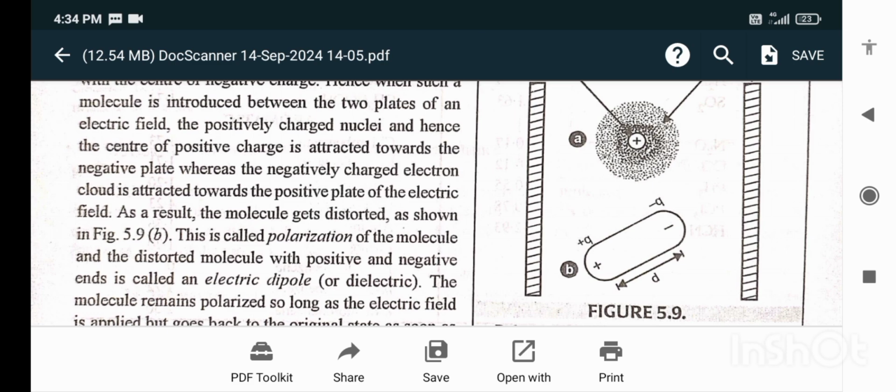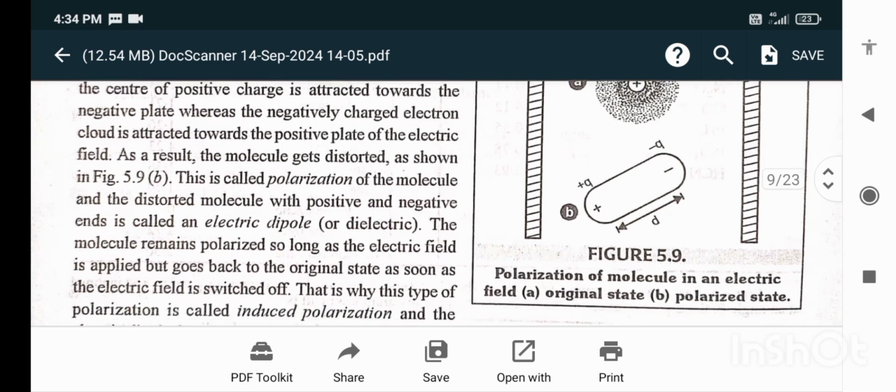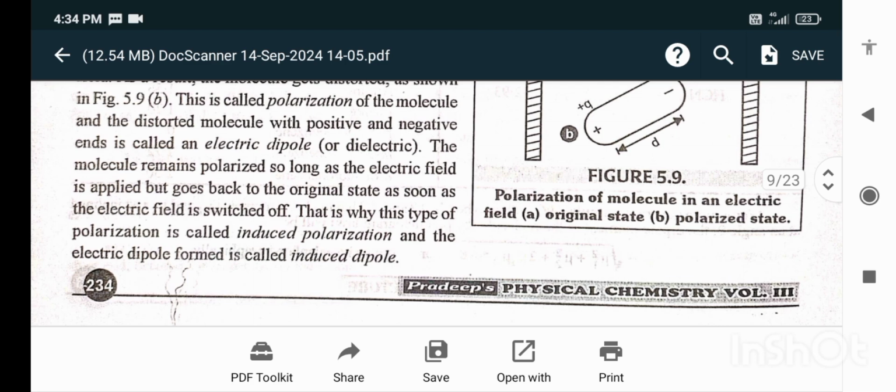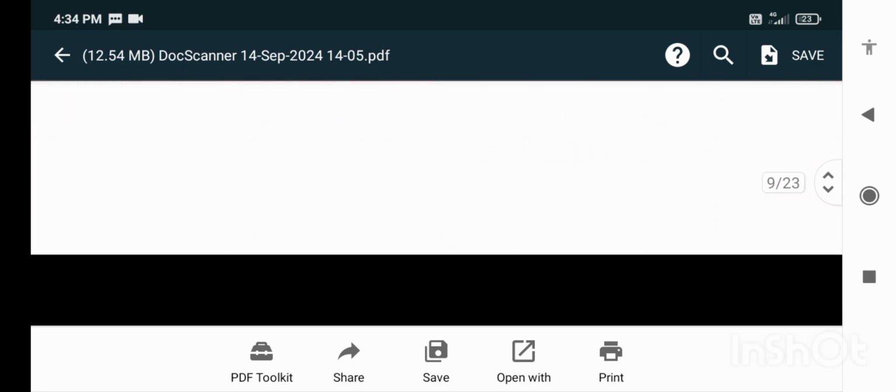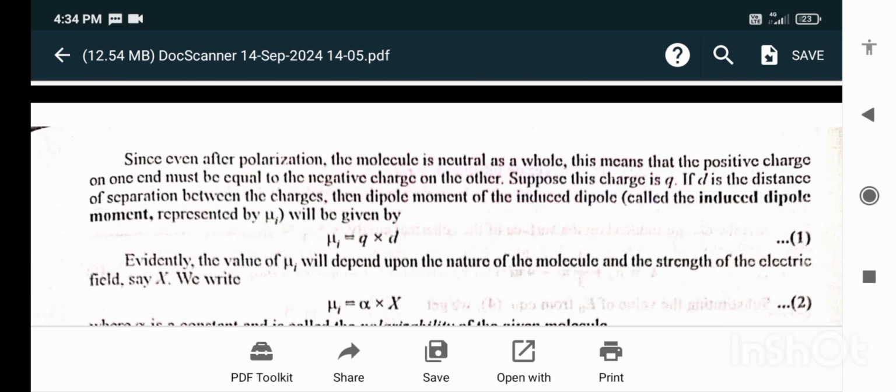This is called polarization of the molecule, and the distorted molecule with positive and negative ends is called an electric dipole. The molecule remains polarized so long as the electric field is applied but goes back to the original state as soon as the electric field is switched off. This is why this type of polarization is called induced polarization, and the electric dipole formed is called an induced dipole. Since even after polarization the molecule is neutral as a whole, this means that the positive charge on one end must be equal to the negative charge on the other.